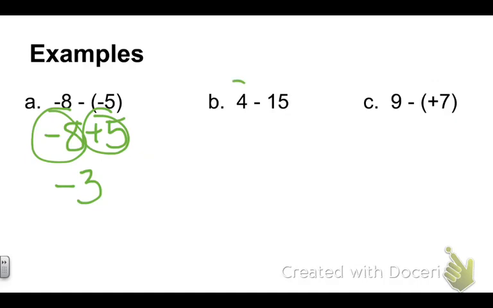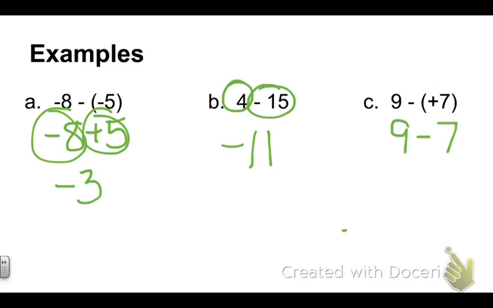With B, positive 4, negative 15. They don't have double signs, but the signs are different, so find the difference between them. The difference between 4 and 15 is 11. Which one has the greater absolute value? 15 is bigger, 15 is farther away from 0, 15 is negative, so it's going to be a negative 11. Alright, example C, what's the opposite of a positive?